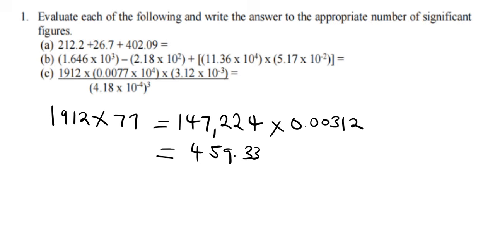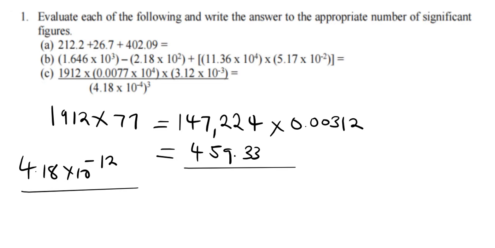I'm getting 459.33. Okay, now this is what we have as the numerator. Now if I simplify the denominator, look at, is 4.18 times 10 to the power negative 4. Now negative 4, there's a 3 outside. The negative 4 is going to multiply with the 3. I'm going to have negative 12. Okay, so that is what we have. So I'm supposed to now punch this on the calculator. I just see what it gives me.